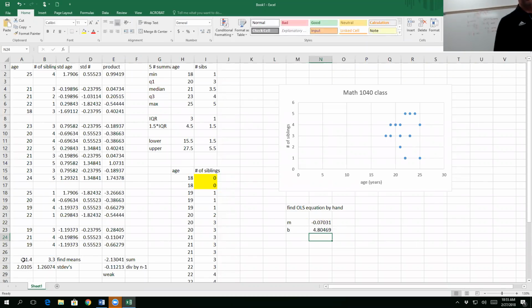So, all right. So what's my y equals equation going to be? Negative 0.07031. Oh, I forgot the decimal, thank you. x plus 4.80469. Okay. All right. So is this a good model?